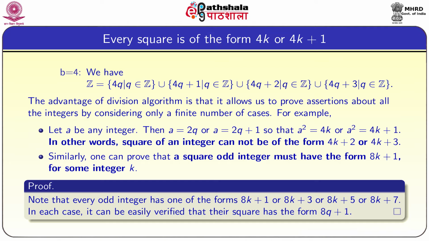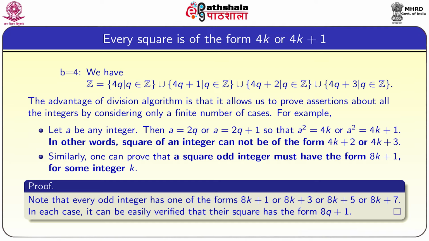Let a be any integer, then a = 2q or a = 2q + 1. It is because every integer is either even or odd. So, consequently, if I square it, then a² = 4k or 4k + 1. In other words, the square of every integer cannot be of the form 4k + 2 or 4k + 3. One can check that easily. If you take a pen and paper and work it out, then it comes out that no square integer is of the form 4k + 2 or 4k + 3.